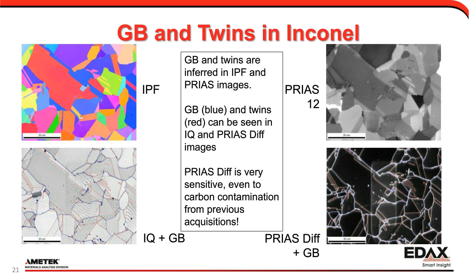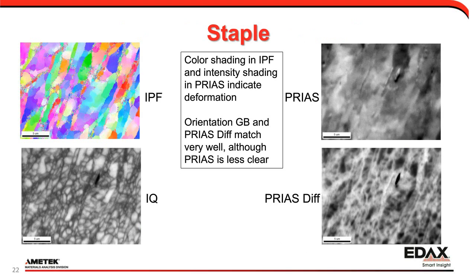In this data collected from a paper staple, a high amount of deformation is expected and is observed in slight variation in color in the IPF and graded contrast in the PRIAS. The grain boundaries also appear slightly blurry from the deformation and the small grain size of the material. Although difficult to see, there is a high correlation between the IQ and the difference images.